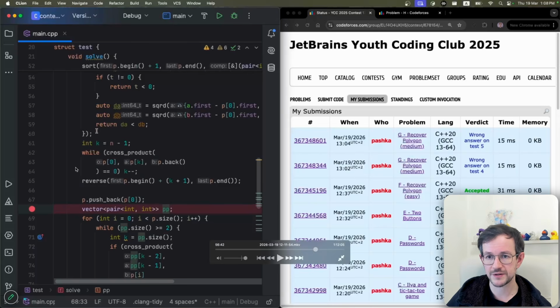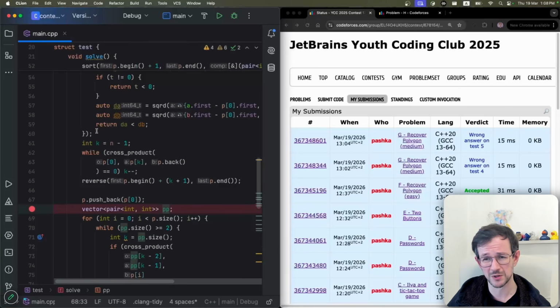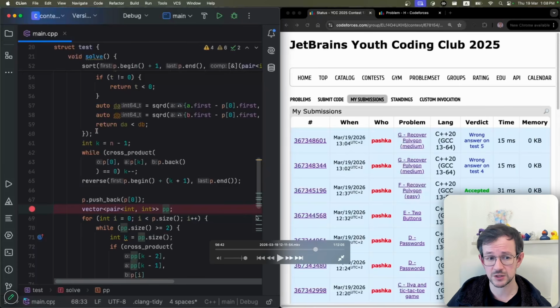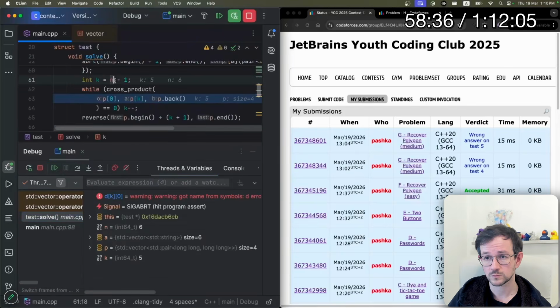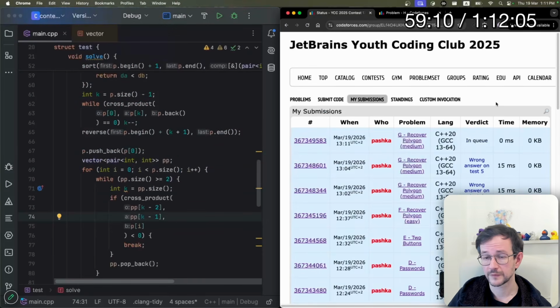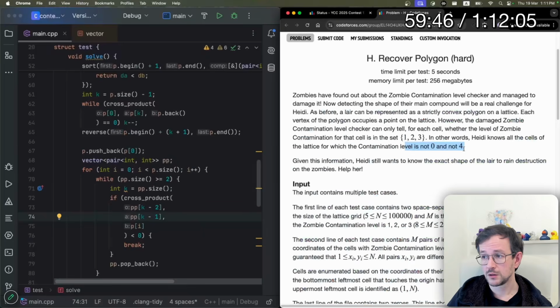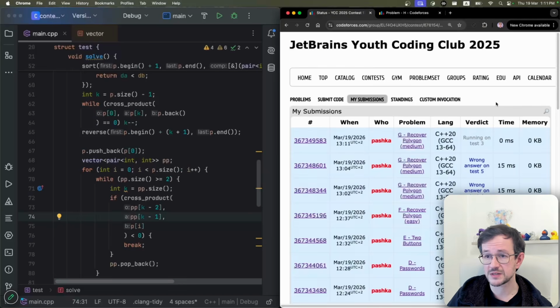I take all elements with the same angle as the last one, and just reverse this last section. And everything else is the same. So this part is the same, this part didn't change. Okay, so that's it.